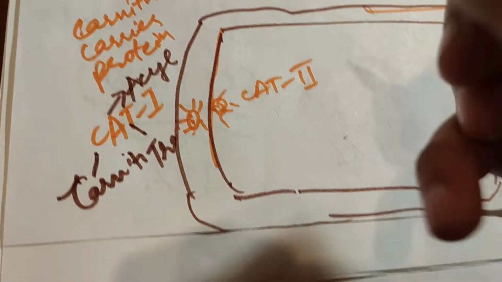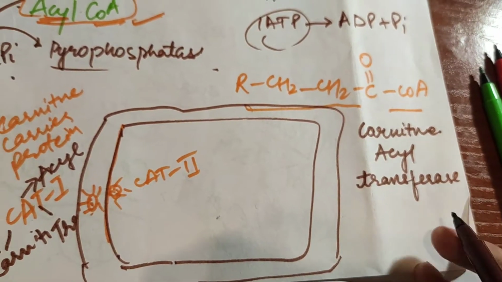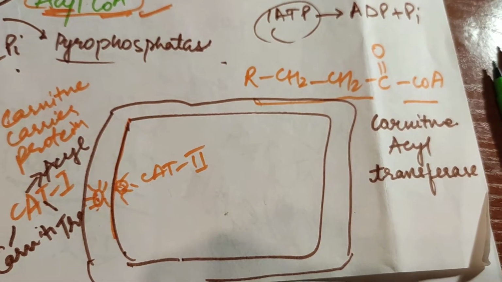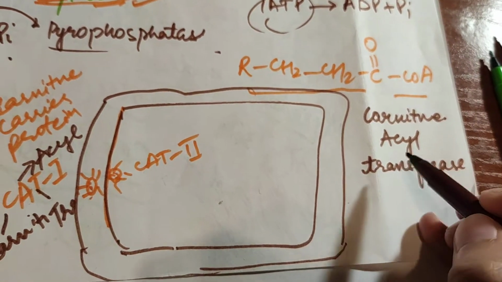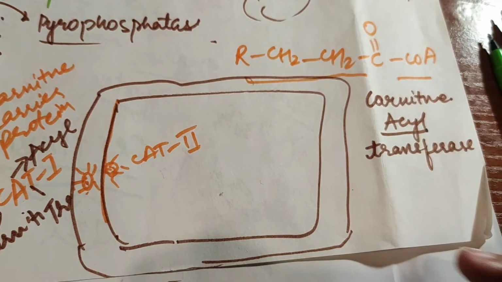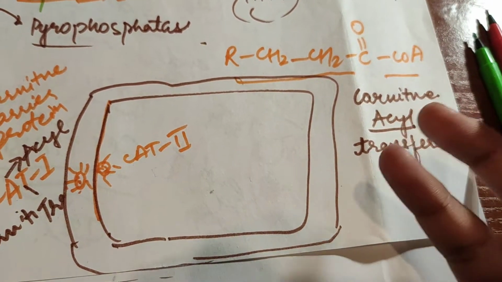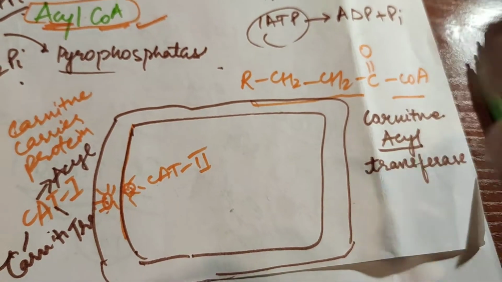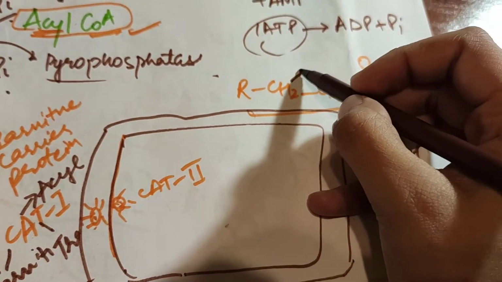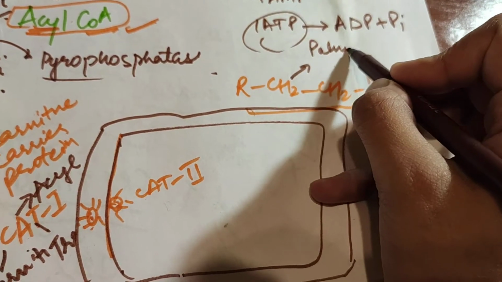Why this kind of name? Wait, this is carnitine acyl transferase. In books, instead of acyl you can also see palmitoyl. Okay, why palmitoyl? Because most frequently we use palmitic acid.